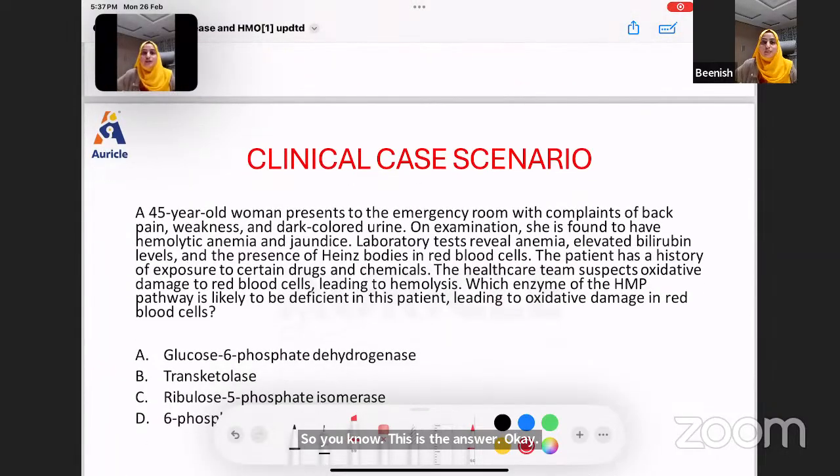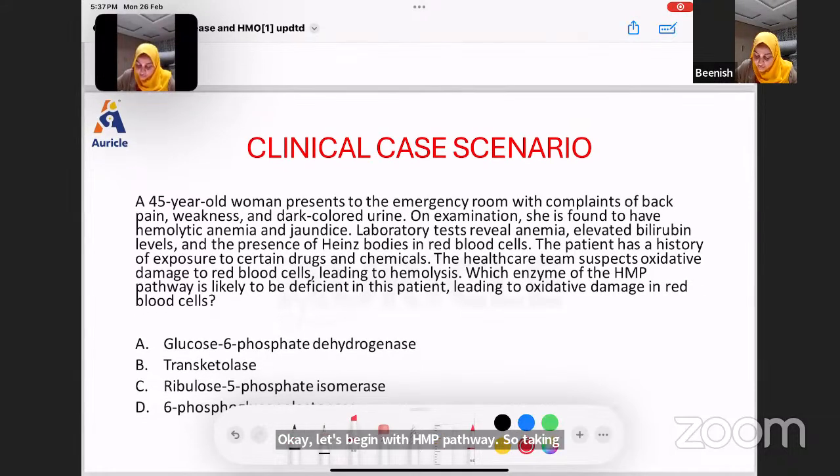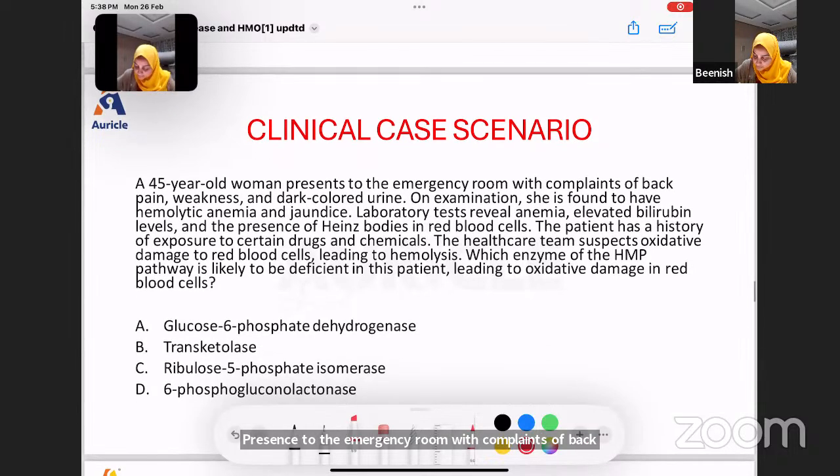Okay, let's begin with HMP pathway. Taking a case scenario, a 45-year-old woman presents to the emergency room with complaints of back pain, weakness, and dark colored urine. On examination, she is found to have hemolytic anemia and jaundice. Laboratory tests reveal anemia, elevated bilirubin levels, and the presence of Heinz bodies in red blood cells. The patient has a history of exposure to certain drugs and chemicals. The healthcare team suspects oxidative damage to red blood cells leading to hemolysis.